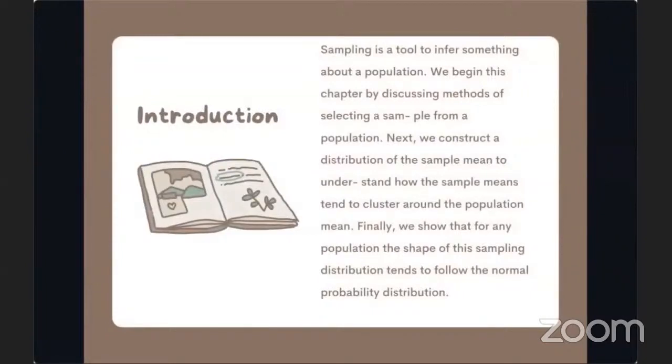We begin this chapter by discussing methods of selecting a sample from a population. Next, we construct a distribution of the sample mean to understand how the sample means tend to cluster around the population mean. Finally, we show that for any population, the shape of the sampling distribution tends to follow the normal probability distribution.